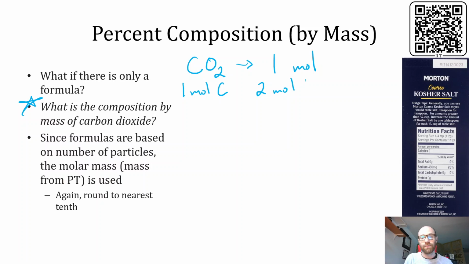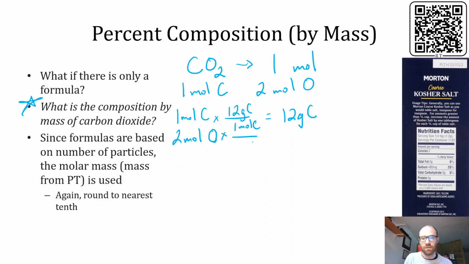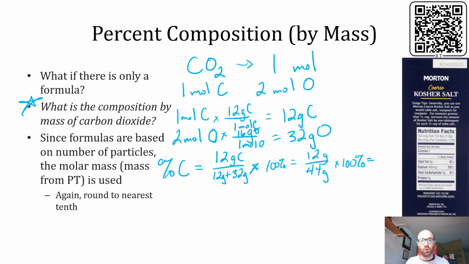Based on our previous videos, we can then figure out converting those to mass. 1 mole of carbon is 12 grams, and 2 moles of oxygen is 32 grams. Well, now we have our masses and we can do our percent composition. So again, percent carbon is going to be 12 over 44 times 100, which is 27%. And then we do have 2 ways to solve this.